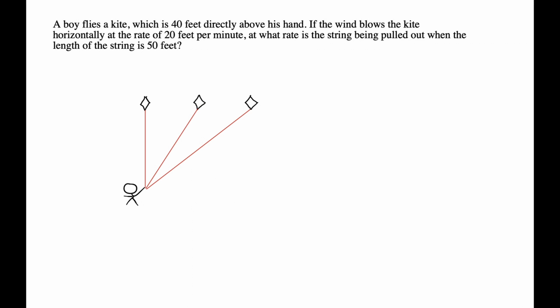A boy flies a kite which is 40 feet directly above his hand. The wind blows the kite horizontally at the rate of 20 feet per minute. This problem wants to know at what rate is the string being pulled out when the length of string is 50 feet.